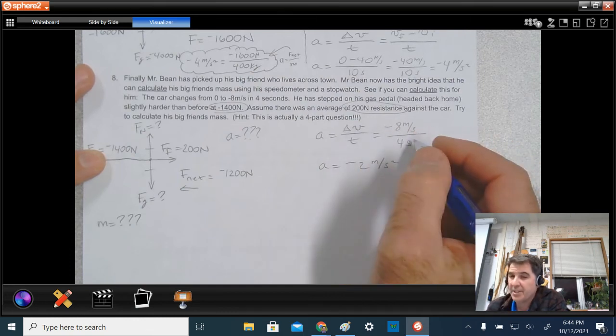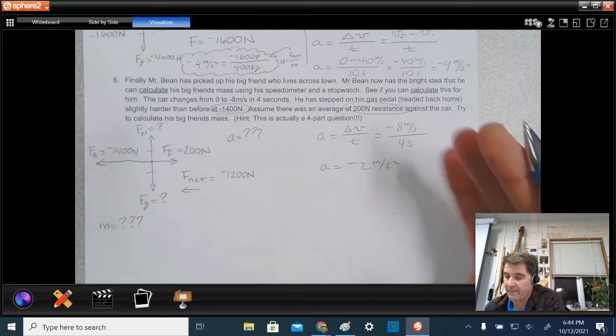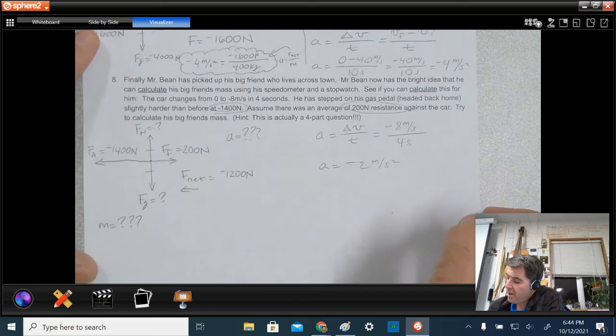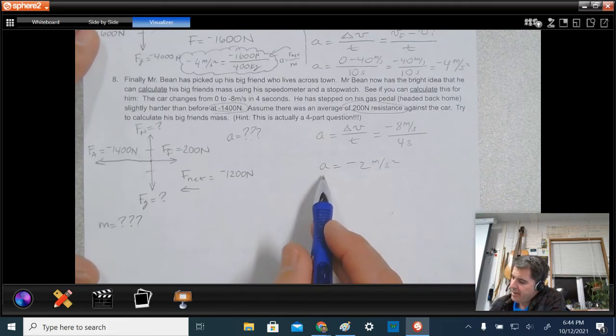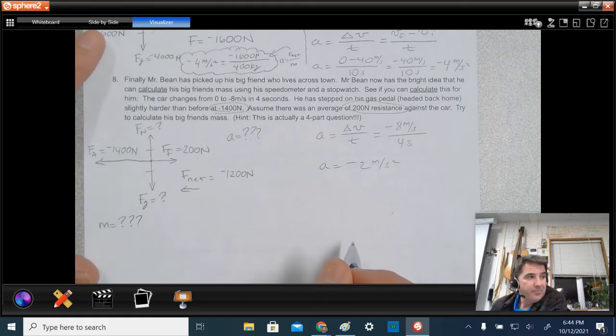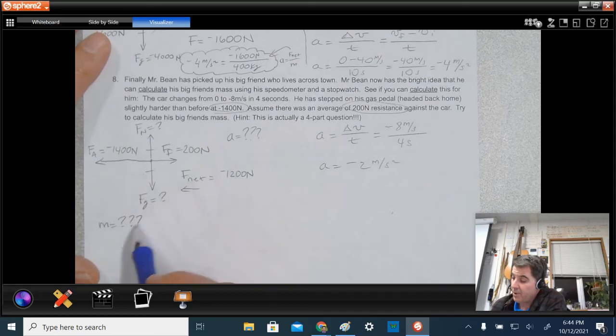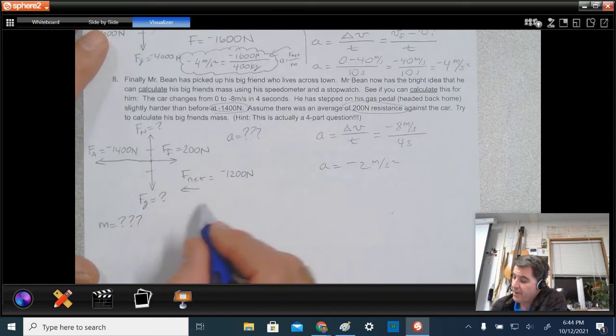Okay, so that was pretty easy. It was just kind of hard to think of how to go with that. Okay, so now what's next? What's next is to put it back into our other equation, which is, what is the mass here? I want to find the mass. And so how do I find the mass?